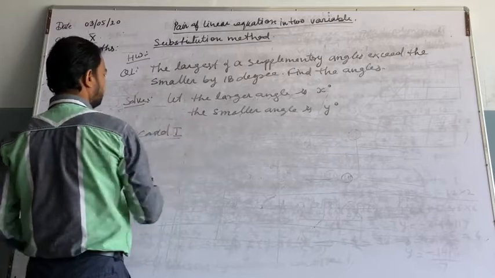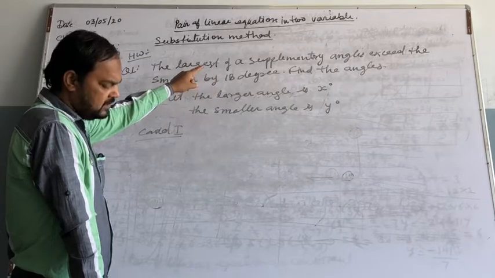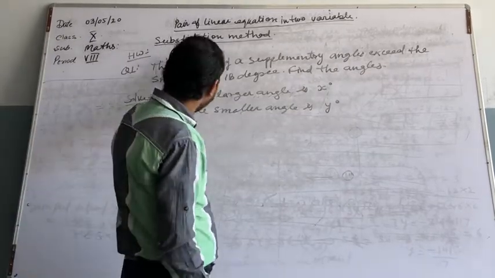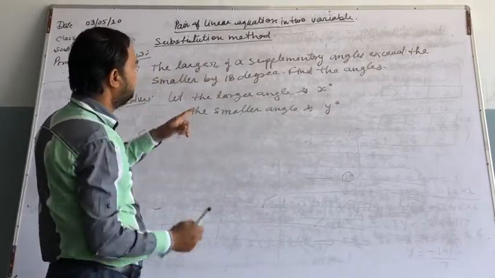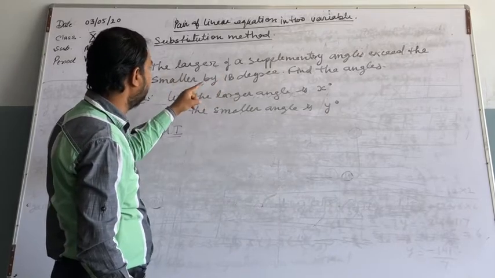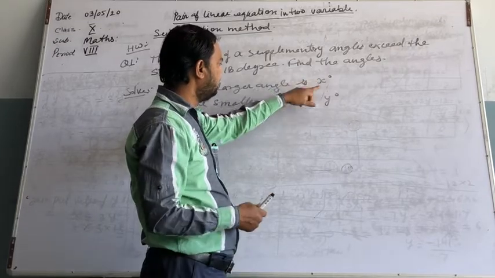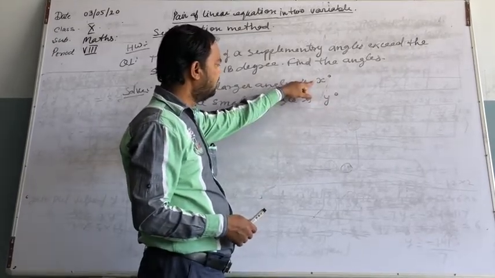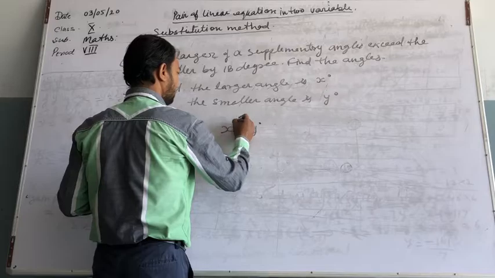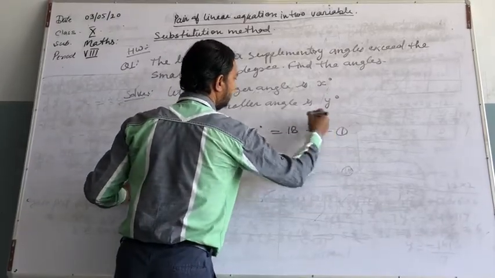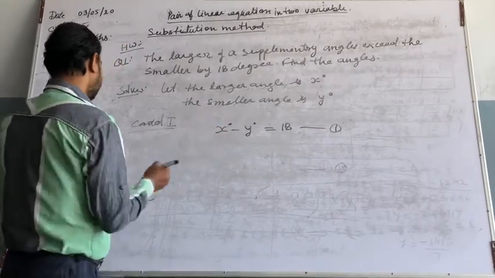What is the first condition? The larger of the supplementary angles exceeds the smaller by 18. Which one is larger? This one, x. It is greater than y by 18. So we can write x minus y equals 18. This is equation number 1, because x is 18 more than y. Condition second.